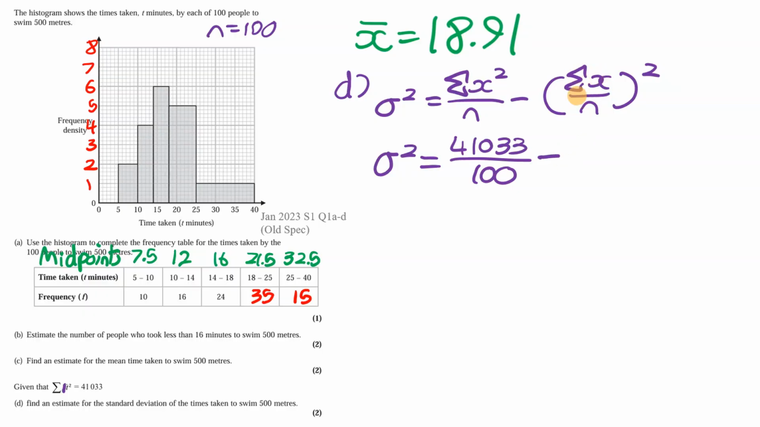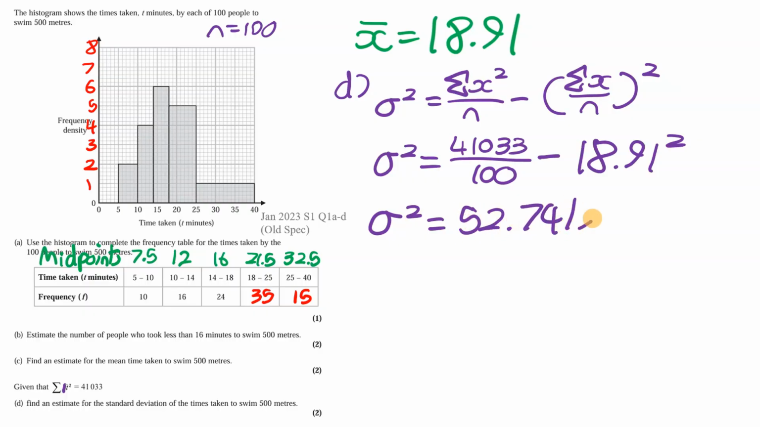minus this here, sigma x over n, which is the mean, and we figured out in part C that the mean is 18.91, so we can just sub this in as 18.91, and then it's the mean squared. Now if you put this into your calculator, we get that the variance is equal to 52.7419. So to get the standard deviation, we square root the variance.